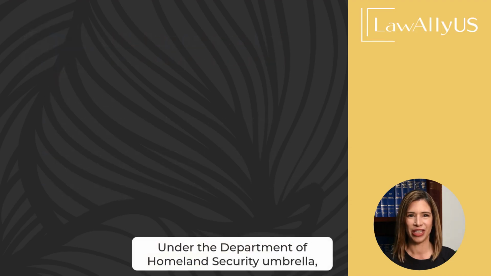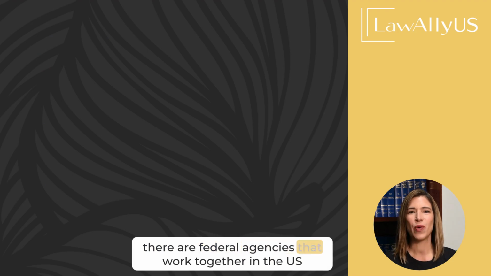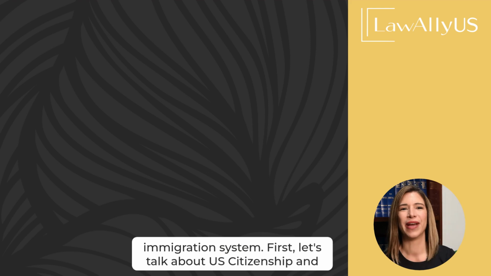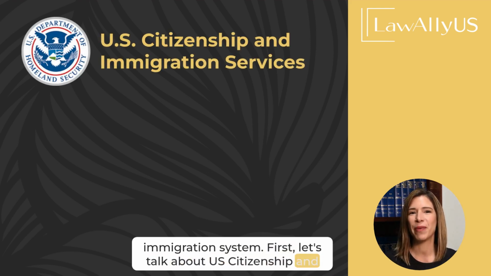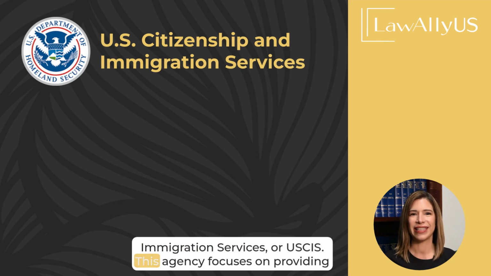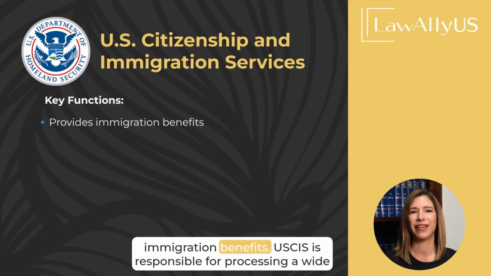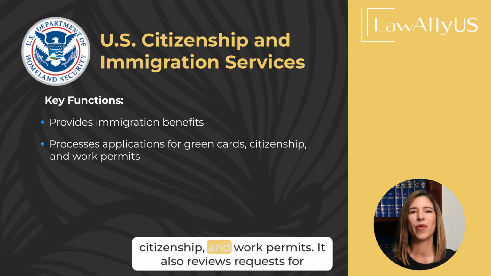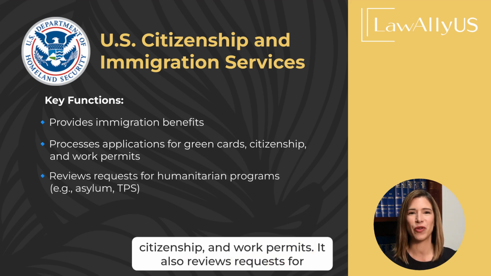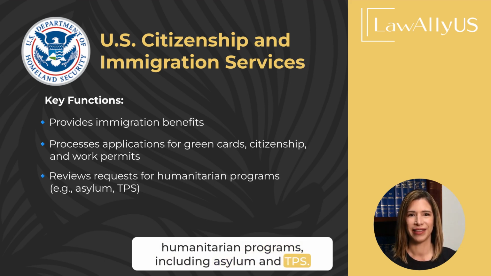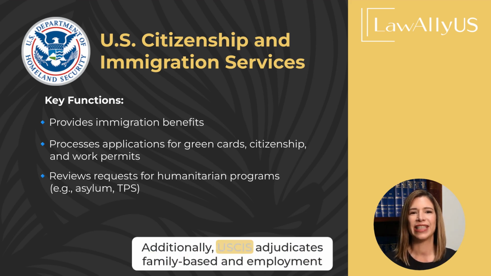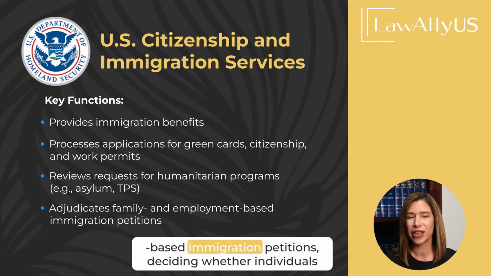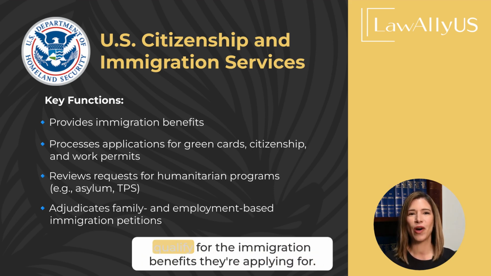Under the Department of Homeland Security umbrella, there are federal agencies that work together in the U.S. immigration system. First, let's talk about U.S. Citizenship and Immigration Services, or USCIS. This agency focuses on providing immigration benefits. USCIS is responsible for processing a wide range of applications, such as those for green cards, U.S. citizenship, and work permits. It also reviews requests for humanitarian programs, including asylum and TPS. Additionally, USCIS adjudicates family-based and employment-based immigration petitions, deciding whether individuals qualify for the immigration benefits they're applying for.